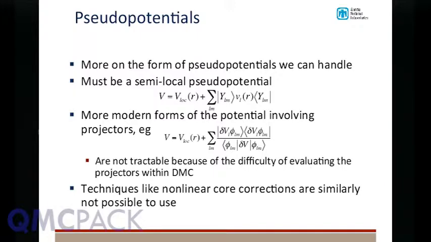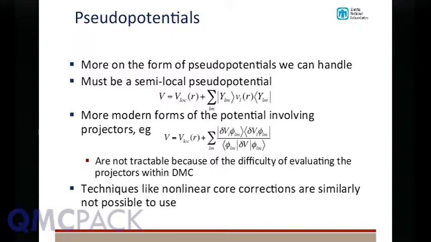Modern forms of the potential in DFT codes typically involve a projector. You calculate the overlap of your wave function with some projector that sits on the atom. This reduces the complexity because you only have to do a local calculation, in a sense. Unfortunately in DMC, it's not really tractable at the moment to calculate projectors, so everything that we're doing is semi-local. This also means that a technique like nonlinear core correction isn't possible to use.